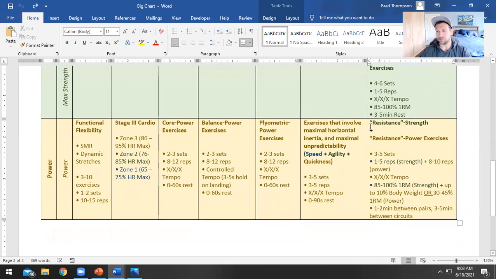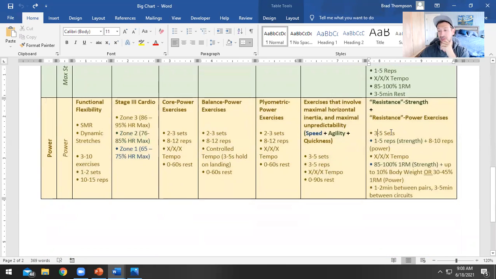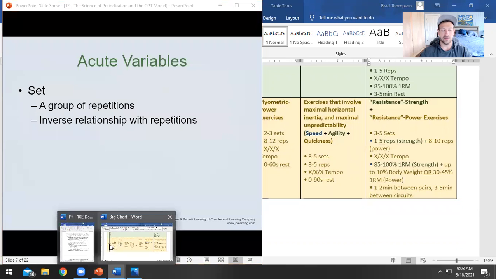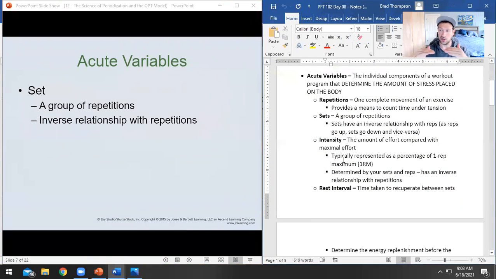And then lastly, we've got the resistance strength side of things, plus the resistance power. That's going to give us the power level here. We're going to drop our sets ever so slightly. We're going to go back to 3 to 5 sets here. It's going to drop down just a little bit. And that's in response to the fact that you are doing superset techniques here and we don't want to overtrain our client. So you'll do 3 to 5 sets of the supersetting between the strength movement plus the power movement. So again, sets and reps have an inverse relationship. As one goes up, the other one's going to drop down.